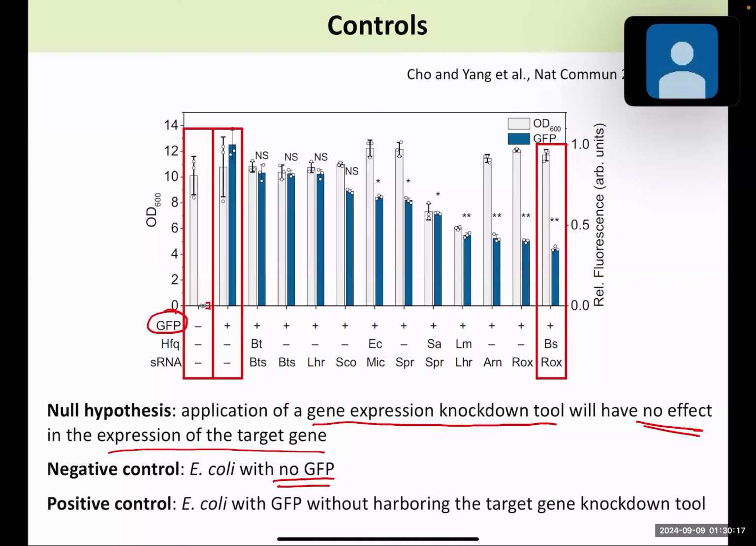So this is the negative control, and the positive control will be the E. coli with GFP without harboring the target gene knockdown tool, right? So this will be the maximum value. And by measuring the positive control, I now know that the experiment had no problem, because I could clearly observe the fluorescence level. And then this is the actual measurement of the samples. When I compare with the positive control, I could see that the gene expression level was significantly reduced in my samples.